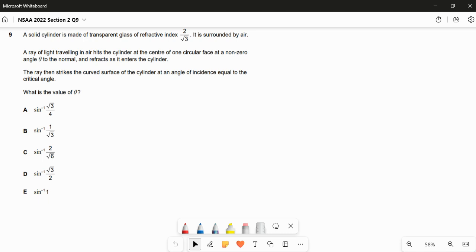A solid cylinder is made of transparent glass of refractive index 2 over square root 3. It's surrounded by air. A ray of light travelling in air hits the cylinder at the centre of one circular face at a non-zero angle theta to the normal and refracts as it enters the cylinder.